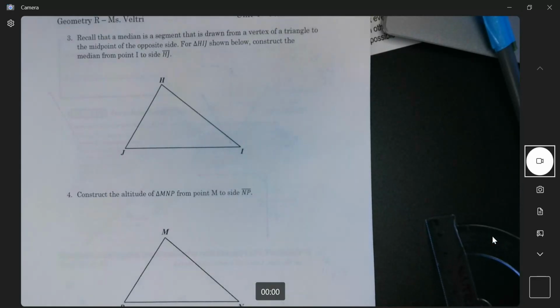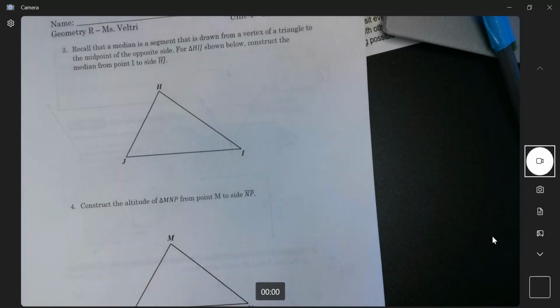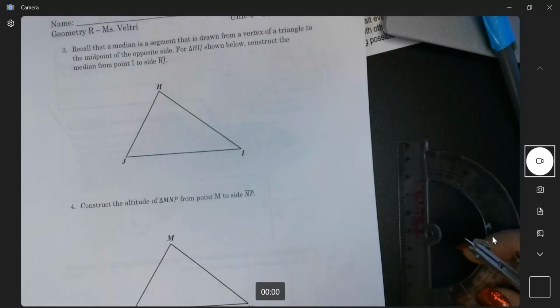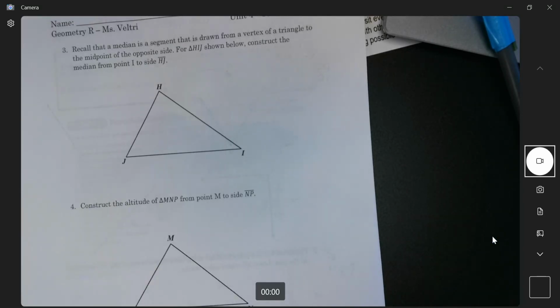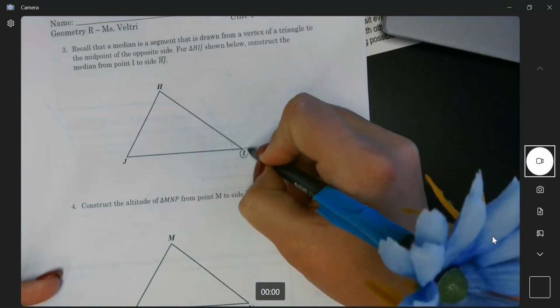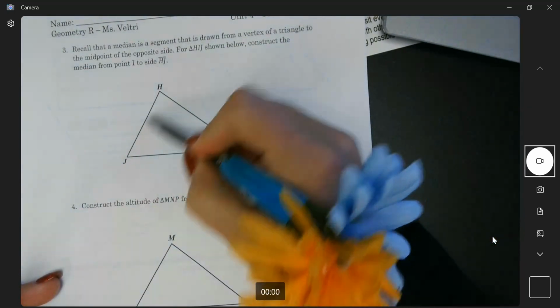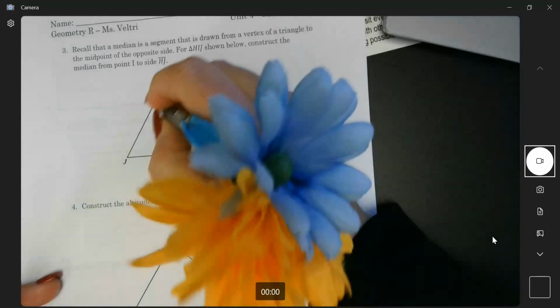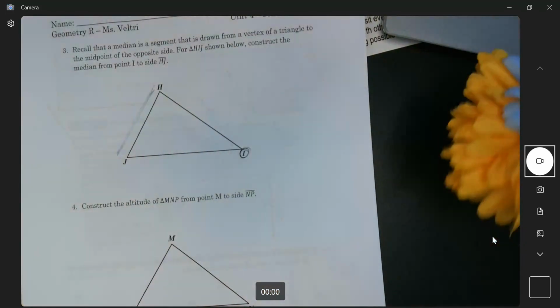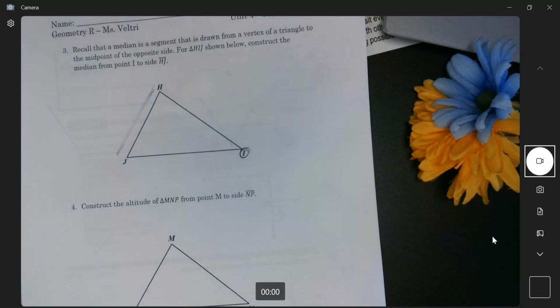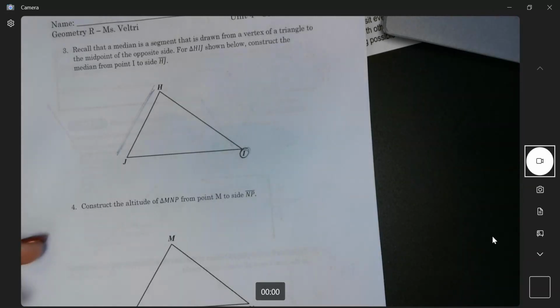If we take a look at question 3, it says, recall that a median is a segment that is drawn from a vertex of a triangle to the midpoint of the opposite side. For triangle HIJ, shown below, construct the median from point I to side HJ. So we're starting here, and the median will connect from I to a point somewhere on HJ. I'm going to mark this so we know that this is the side we have to work with. Again, a median is a segment that goes from the vertex of a triangle to the midpoint. The keyword here is midpoint of the opposite side.